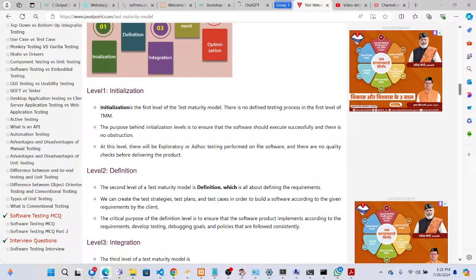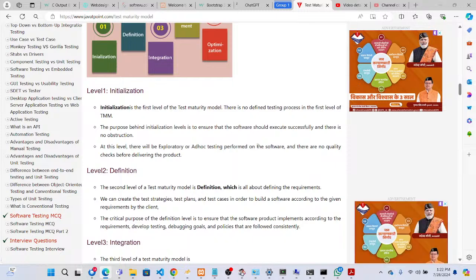Okay, you take it up and then do the testing and then do the release. The purpose behind the initialization level is to ensure that the process is executed successfully and there are no obstructions. At this level, there will be exploratory or ad hoc testing performed on the software, and there is no quality check before delivering the product. It is a very crude way, the first level in the maturity model.